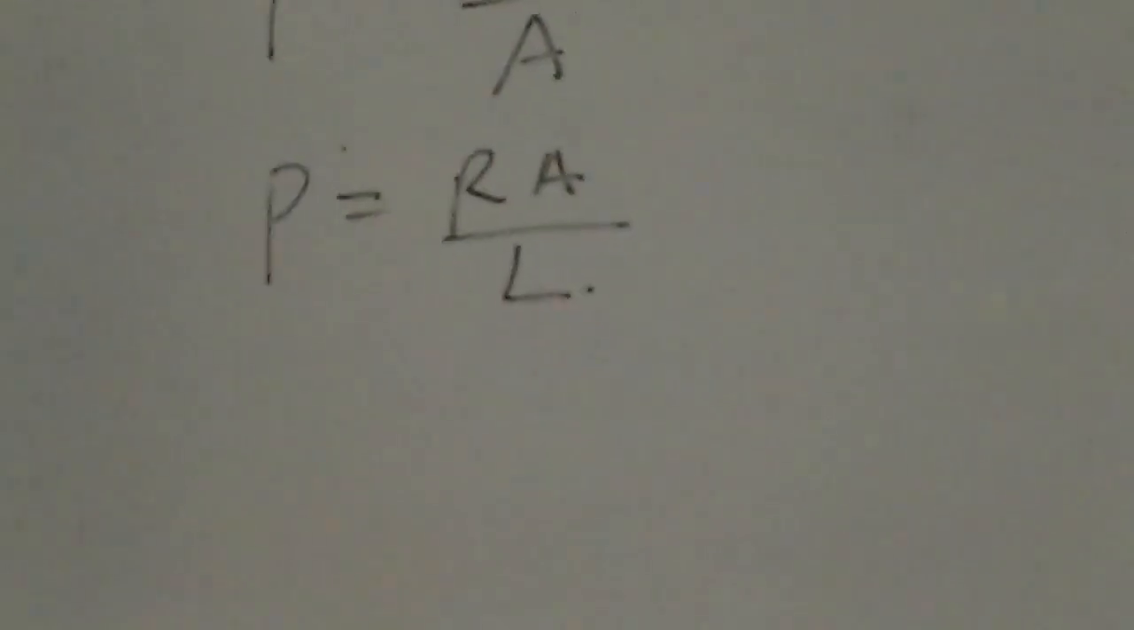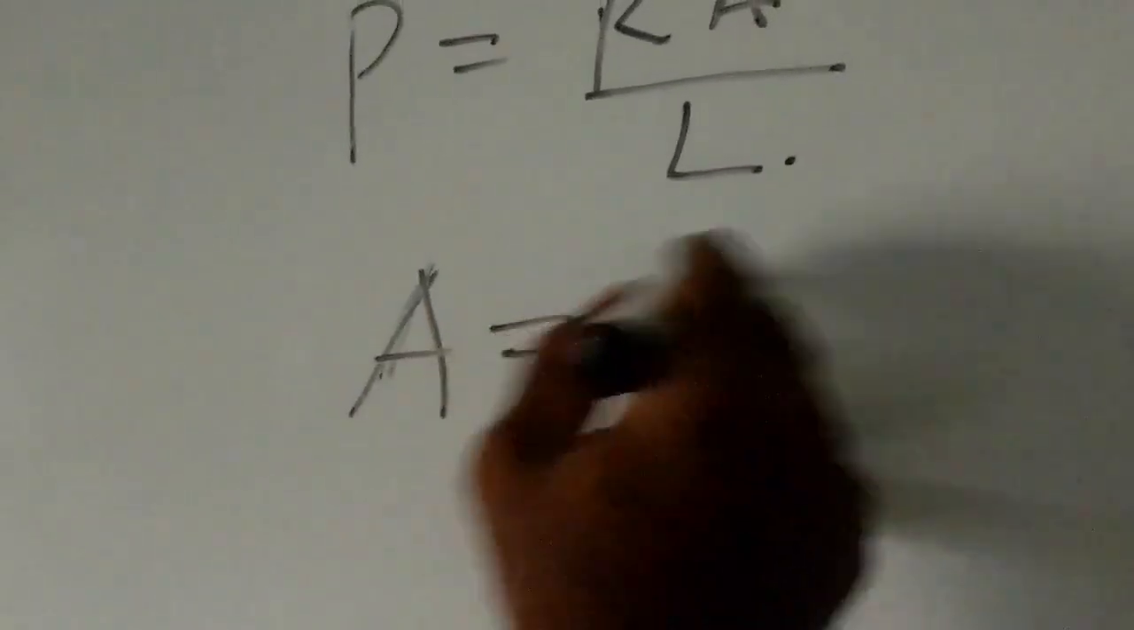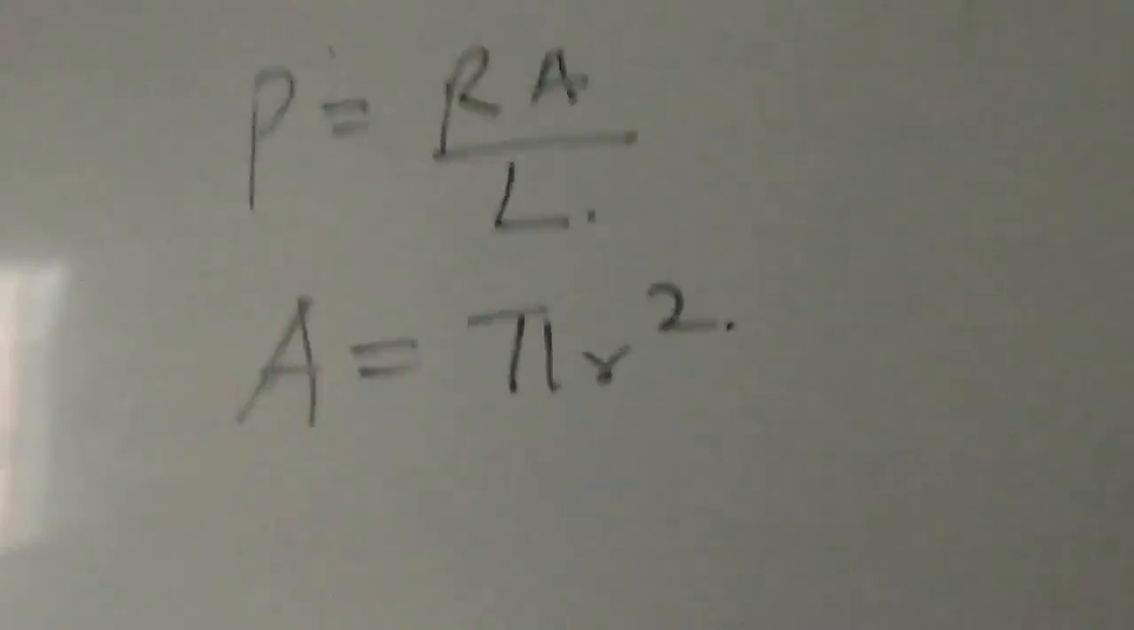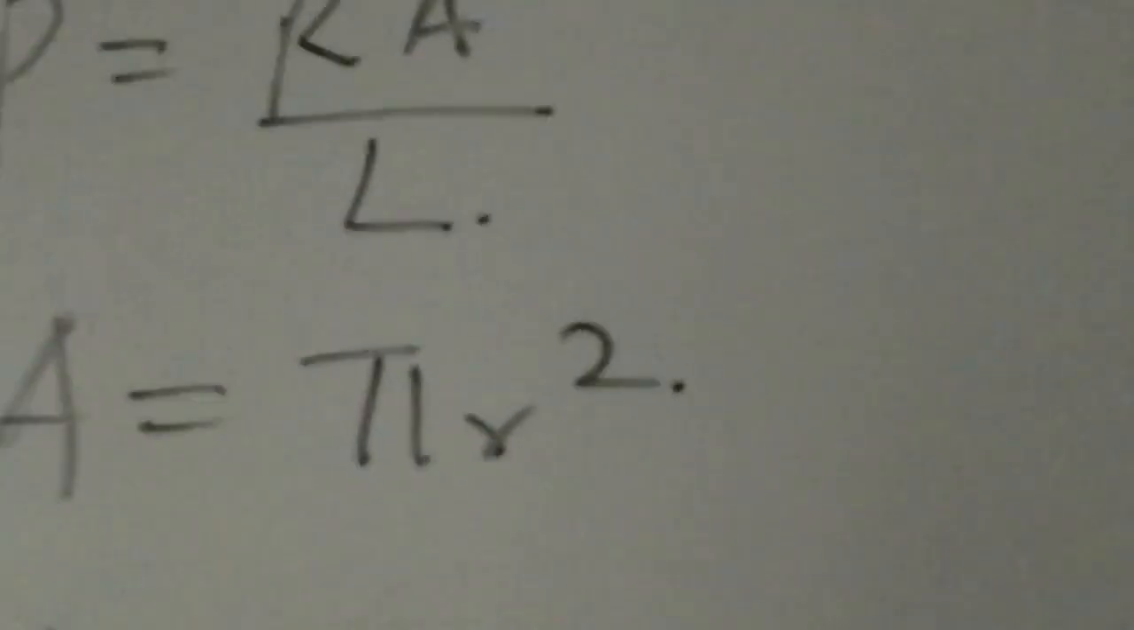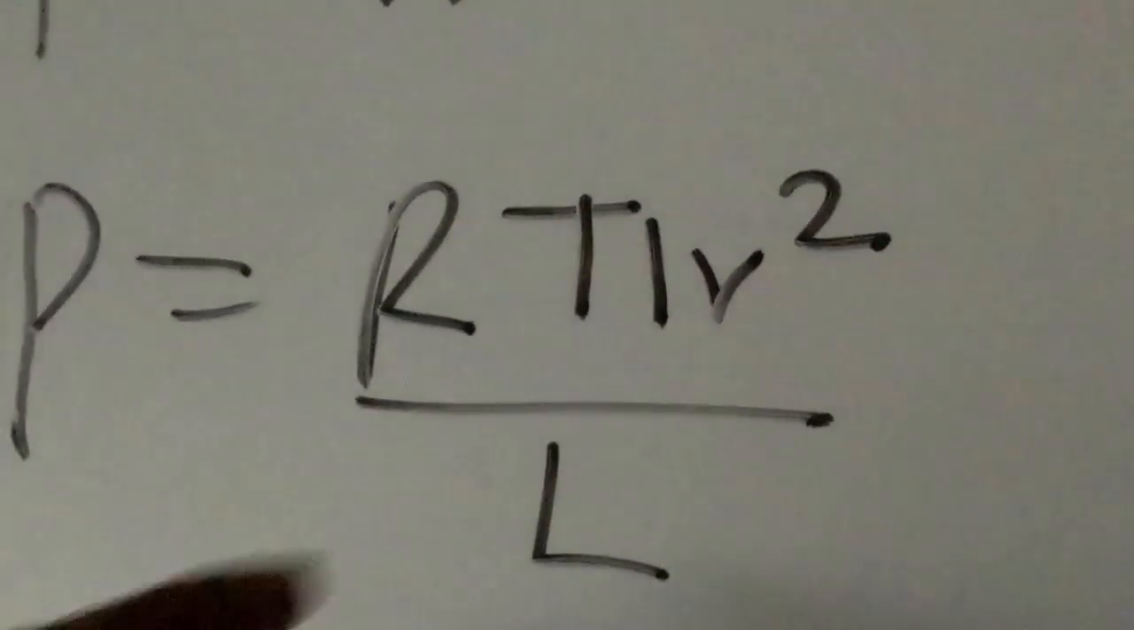We know that the cross-sectional area of a wire is given by the formula of a circle, which is pi r squared. So we can replace this here. Now this becomes equal to R pi r squared over L, where pi r squared stands for the cross-sectional area of the wire. Rho equals R pi r squared over L, where pi r squared is our A.